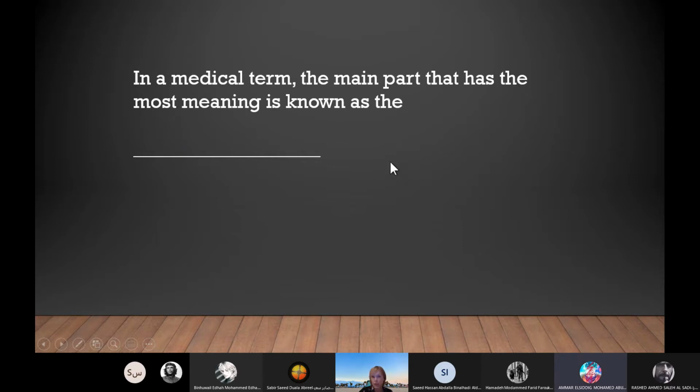Okay, and then you guys all should know this one, the medical term, the main part of a medical term that has the most meaning is known as the suffix? Root word. The root. That's right, the root. So the root, when we think of the root of a tree, it's giving the life to the tree. So when you have the root in a word, it's giving the meaning.